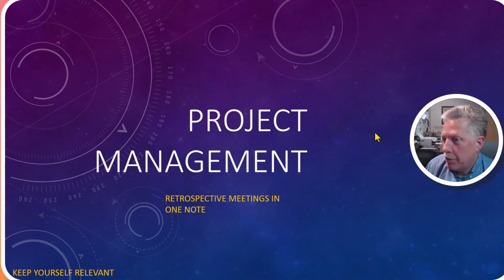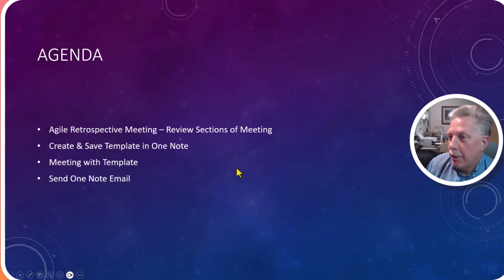Today I want to spend a little time talking with you, as a project manager, about one of the key meetings that I run when I'm leading an agile project, and that's a retrospective meeting, and I capture that information in OneNote. So I want to spend a little time talking through the sections of the meeting information that I have in OneNote, and then I'll show you how you could create and save a template in OneNote, and then I can show you how you would start a new meeting with the template, and then you can obviously send the OneNote information out via email. So I'll switch over here to OneNote.